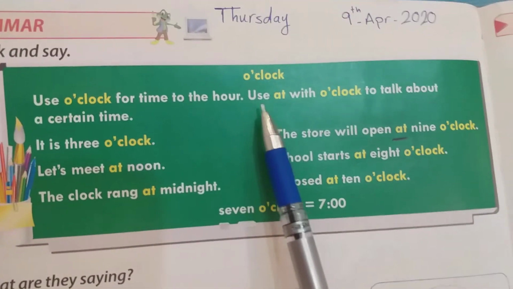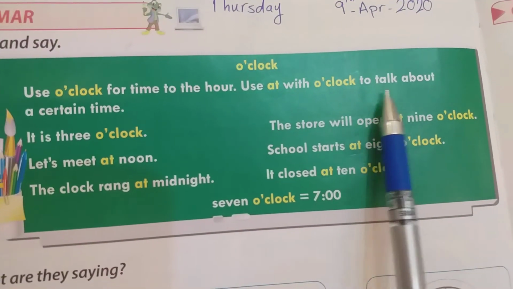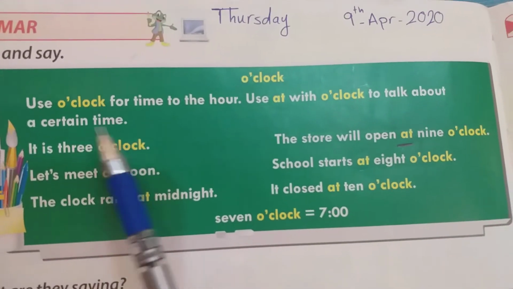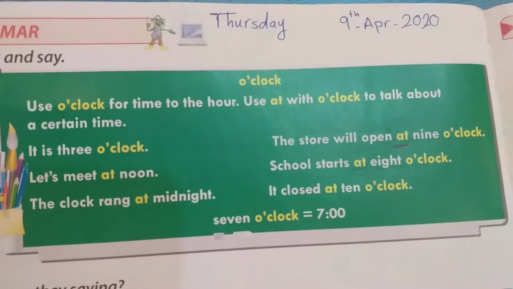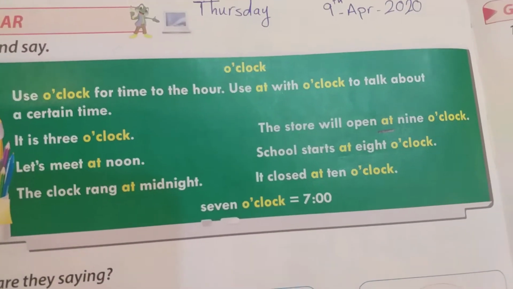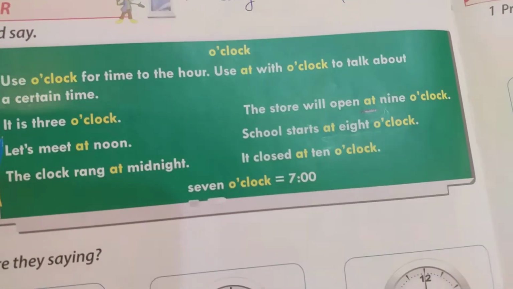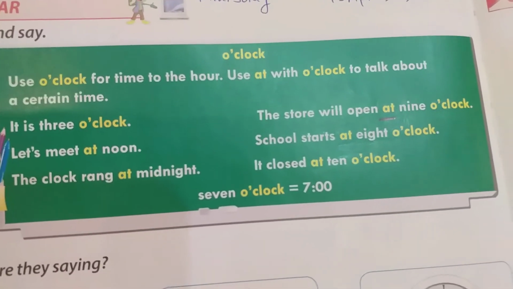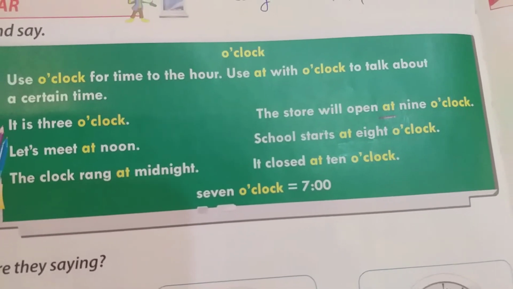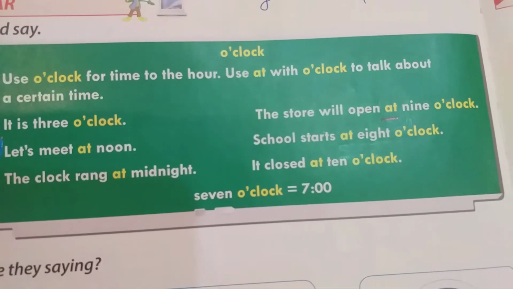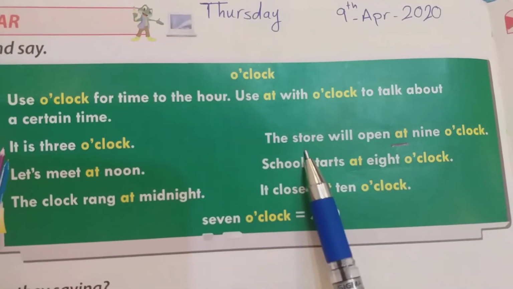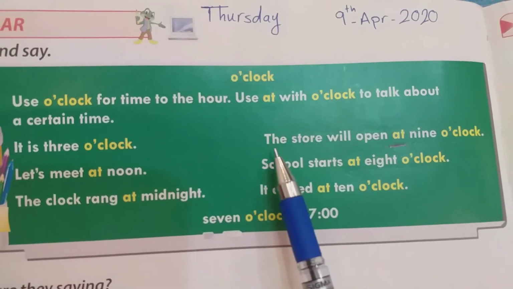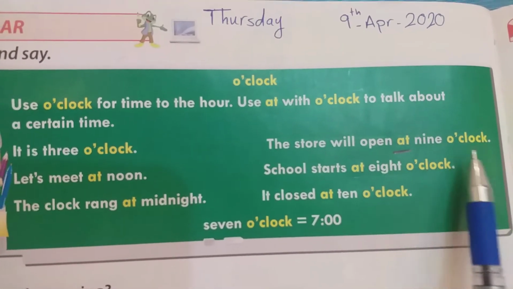Okay, let's continue. Use at with o'clock to talk about a certain time. A certain time وقت معين أو وقت محدد. We use at to talk about a certain time. دائما لما يكون عندي وقت معين أو وقت محدد لازم أستخدم حرف الجر at قبله. For example, the store will open at 9 o'clock. The store المتجر.